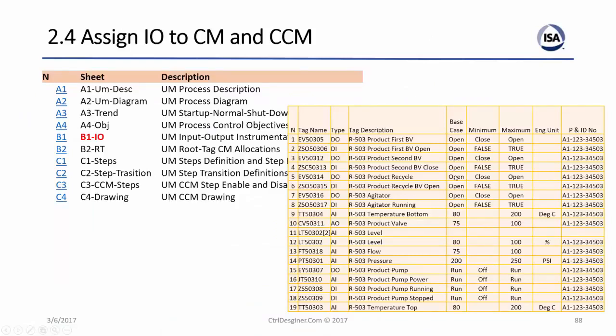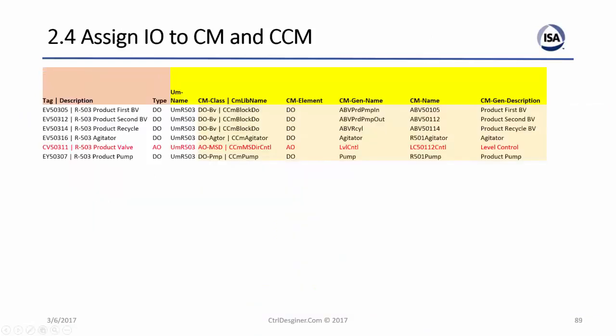Therefore, the IOs are defined per each unit. And now we want to assign IO to CM and CCM. If you use the tool or do it on the back of an envelope, basically what we are saying is that these are all of the root tags. Root tags are digital out and analog out. These are the way that we talk to the process. Therefore, it says that we have this many DOs and 1 AO.